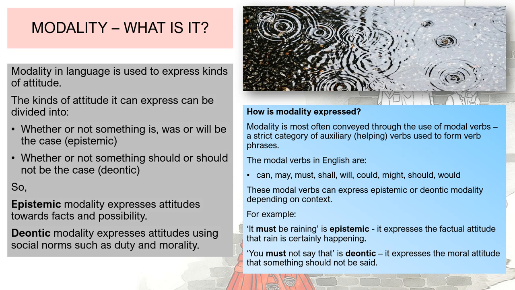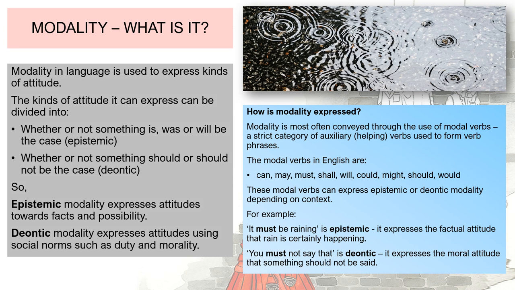And the modal verbs in English are listed there. They are can, may, must, shall, will, could, might, should, and would. Now, some of them are more often epistemic and some of them are more often deontic. However, as you see from the example there, whether they're epistemic or deontic can really only be interpreted by thinking about the context of their usage.